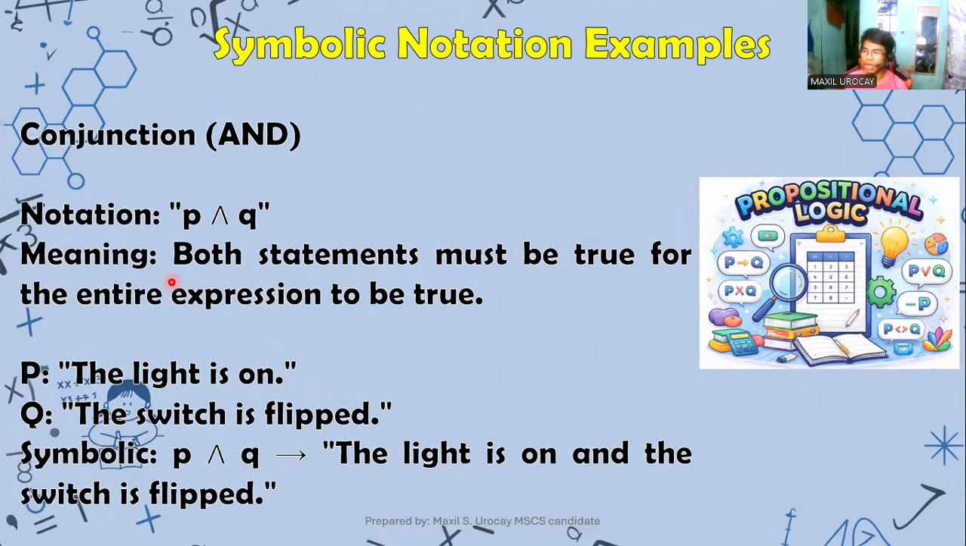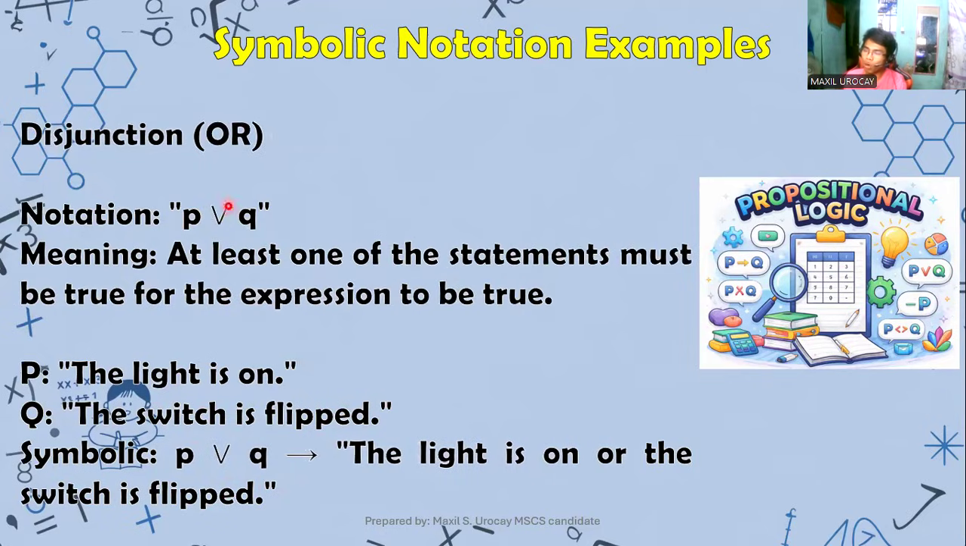Now we have here the symbolic notation which pertains to the conjunction, the and, that is this symbol. Meaning both statements must be true for the entire expression to be true. Say for example, this is the statement, the light is on and the switch is flipped, and the symbol for that one is this. So if we're working with and, the light is on and the switch is flipped, we concatenate them easily.